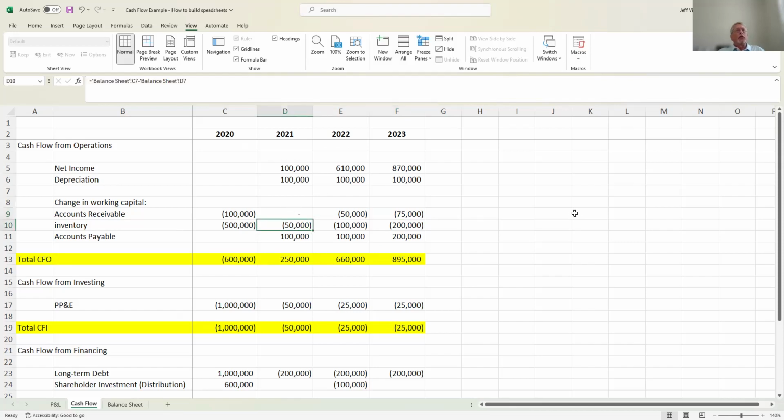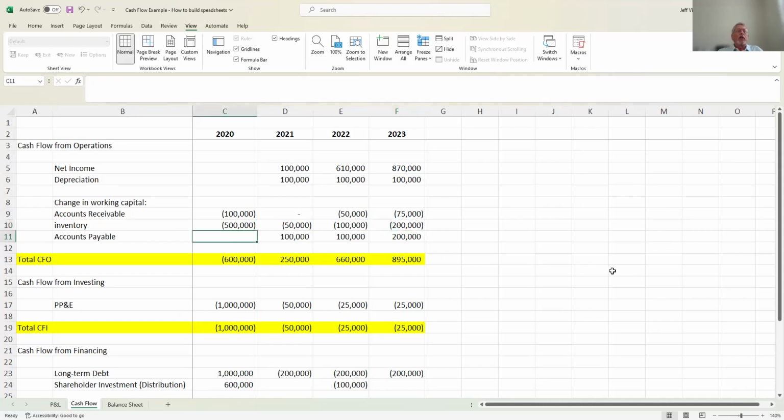Inventory. In 2021, you increased your inventory by 50,000, and then increased it by 100,000 as you really started growing this business, and then increased it by 200,000. So your initial 500,000 in inventory goes to 550, 650, 850. We'll see that in a minute.